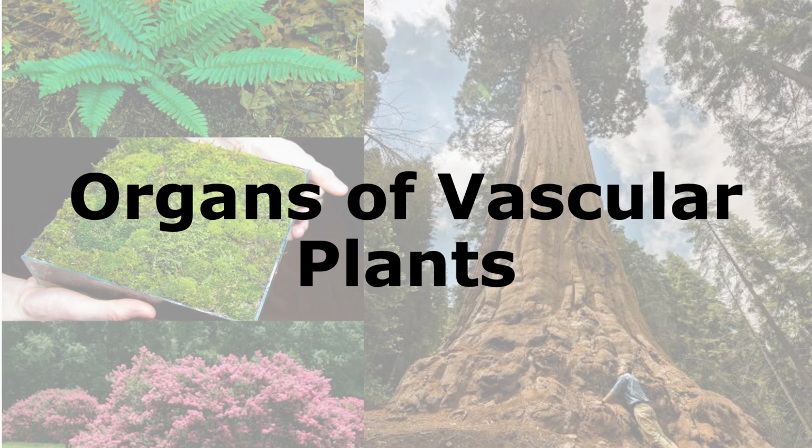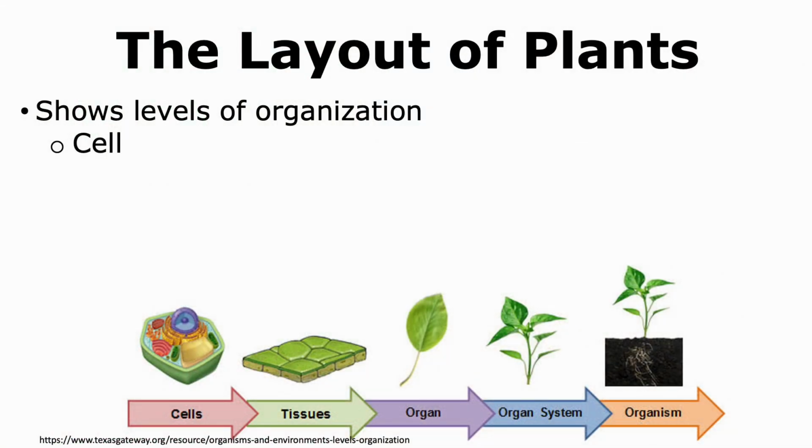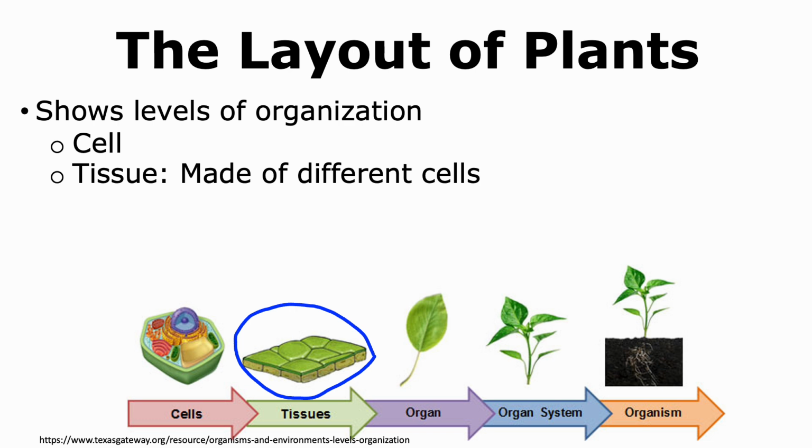In this talk, we will learn about the different organs found in vascular plants. Similar to animals, plants show different levels of organization. All plants are made up of cells. The cells then come together to form tissues.